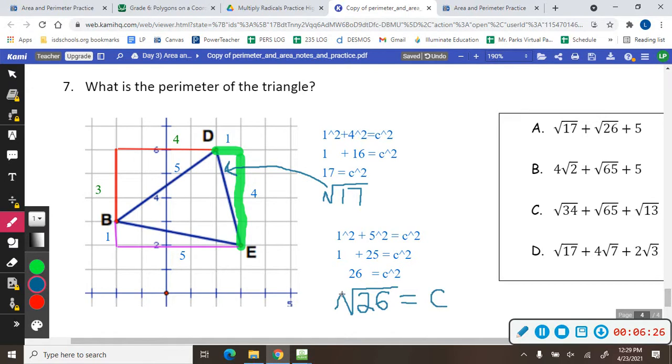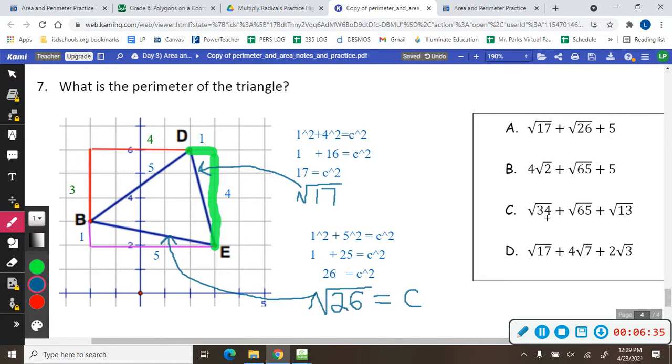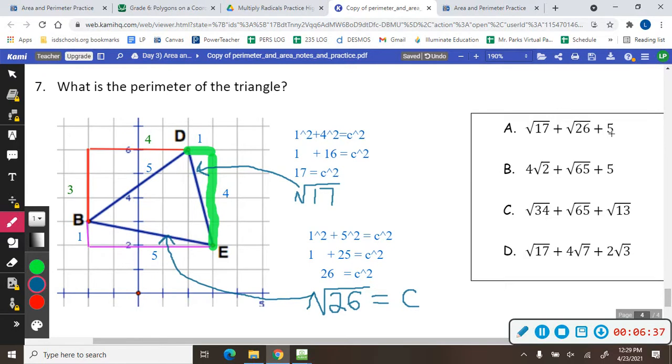So square root of 26 is this one. So now I look at my work and I see I have a 5, I have square root of 17, and then I have square root of 26. So it would be this one if you add them all up together. That would be the perimeter.